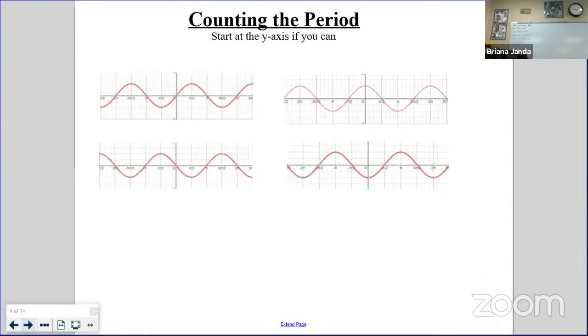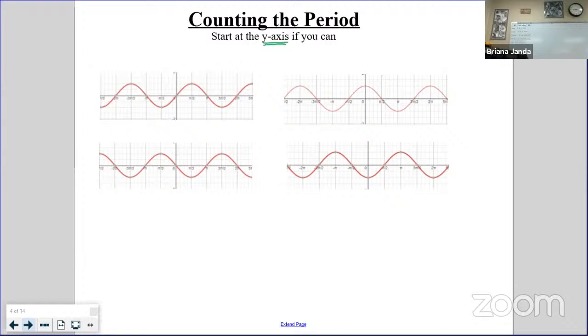The next thing we're going to talk about is the period. And it doesn't matter if I count the period as a sine curve or a cosine curve, it applies to both. The period is the period for any function that we want to write this as. So if you are able to start at the y-axis, that will always be the easiest method.